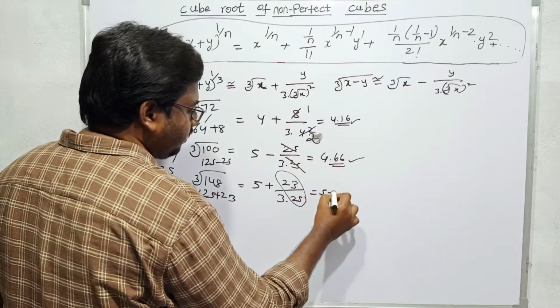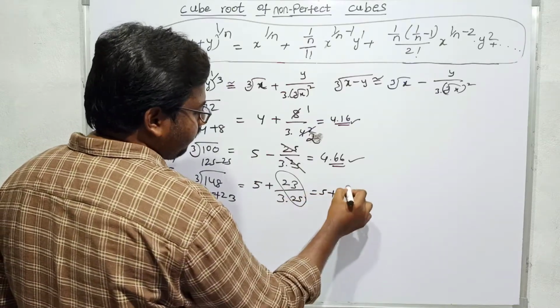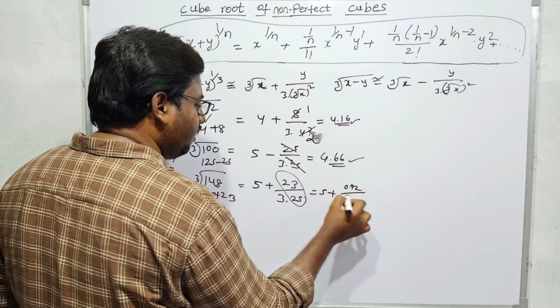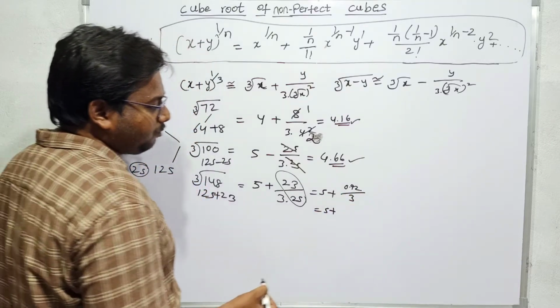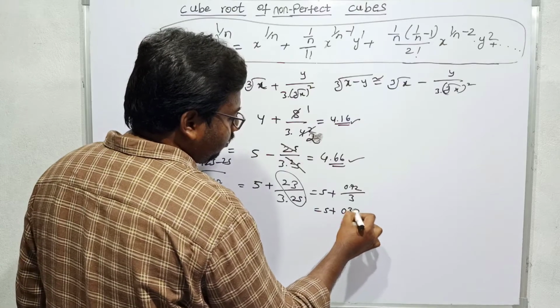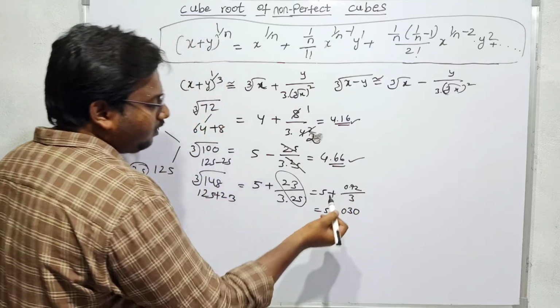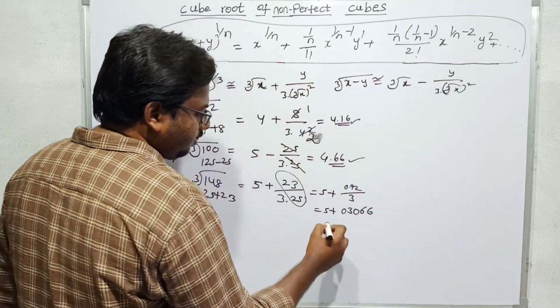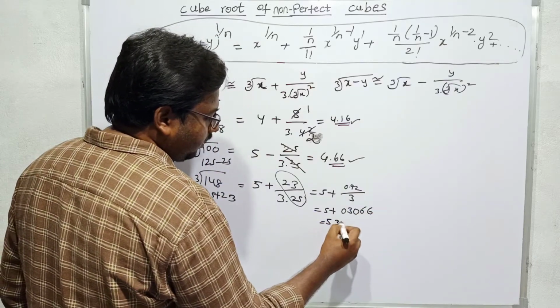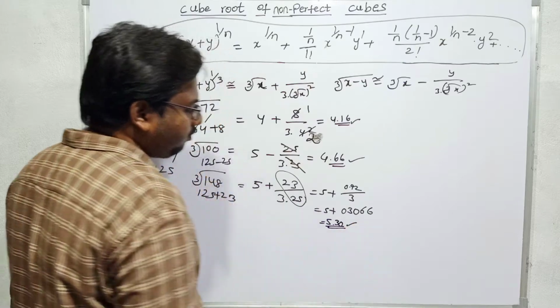So 5 plus, this is nothing but 23 by 25, which is 0.92, so by 3. So 5 plus 0.92 by 3 is nothing but 0.30, 30 is nothing but 90, so 2 by 3 is nothing but 0.666, so 5.3066, this is nothing but 5.30. You can round off to 2 digits.